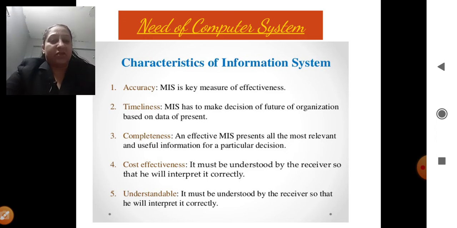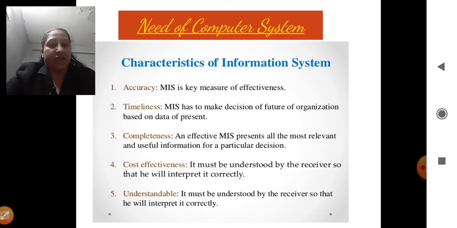Like this way, it is not only the mall, but at many places the computer helps us to take decisions before the time. Computer will give you the correct decision before the time comes. Third point given is completeness. What is completeness? It gives an effective presence of all the most relevant and useful information for a particular decision. Computer will give you complete guidelines of what is supposed to be taken.